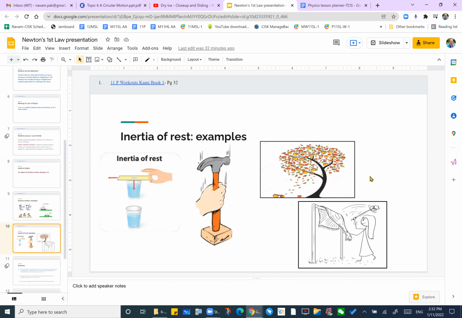Now look at this third example. When you shake a tree, the apples or fruit fall. Why do they fall? Right? Because they are heavy. Now tell me, because they're heavy, why do they fall? They don't fall normally. Why do they fall when you shake the tree? Okay, tell me, Fiona. Yes, they're held by a weak stalk.